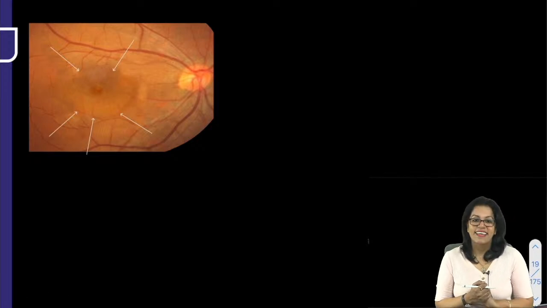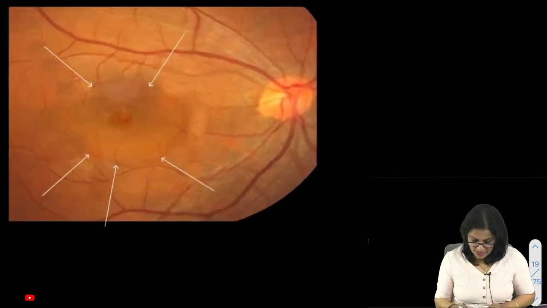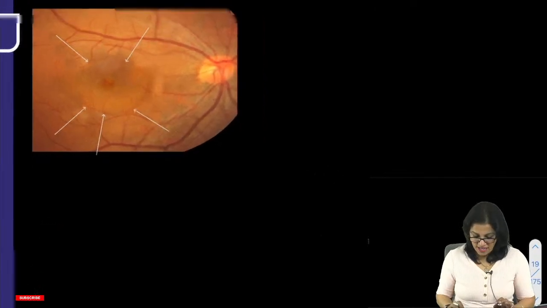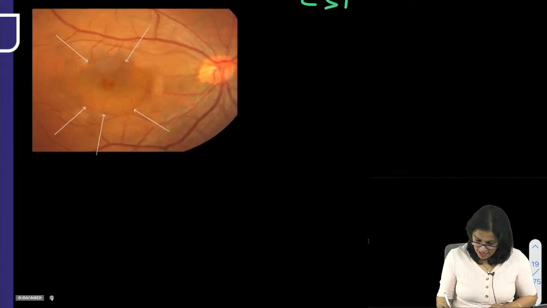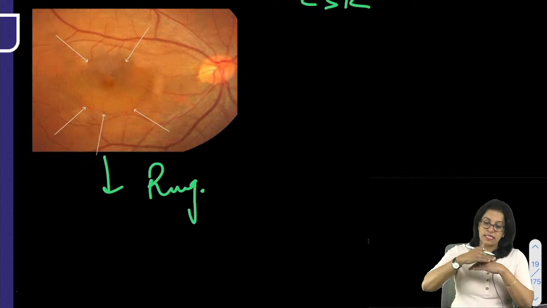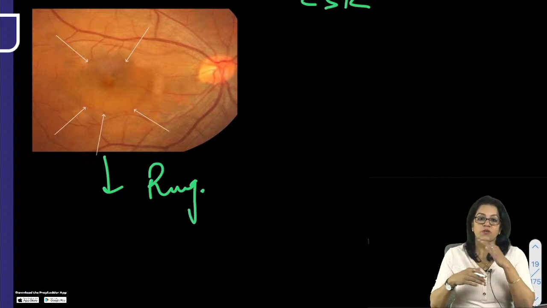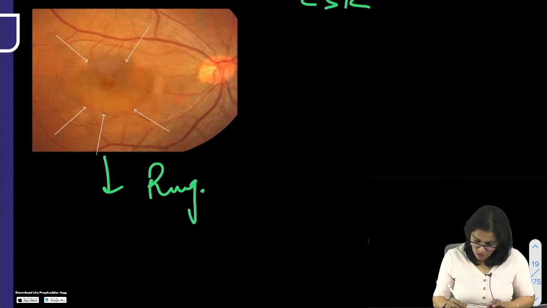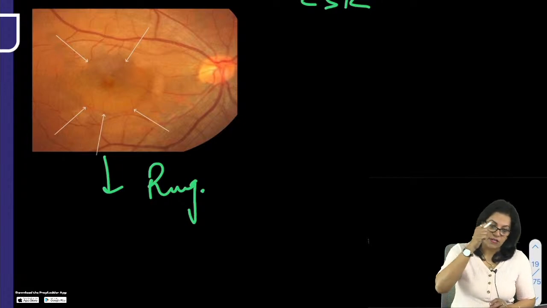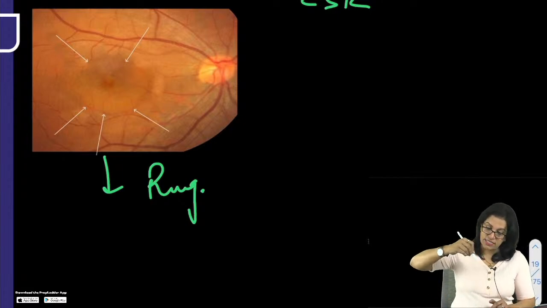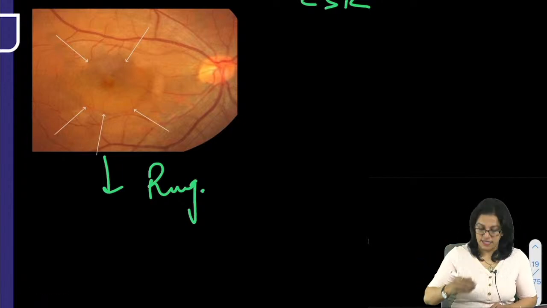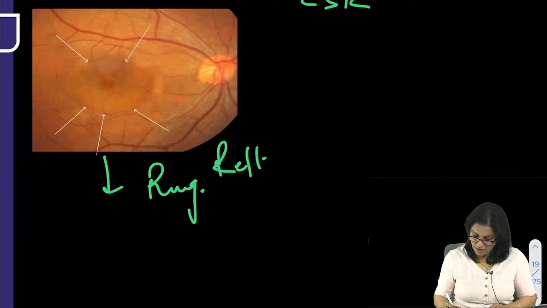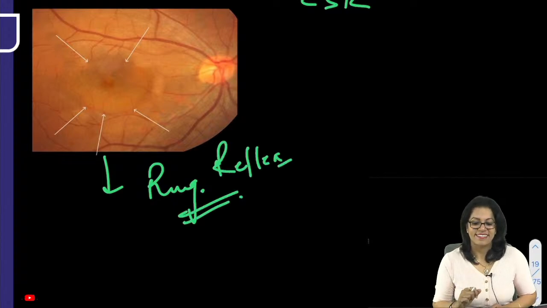Okay, all of you. We come back to this one. Look at this slide. What are you looking at? This is CSR, and the arrows are telling you ring reflex. We had read that CSR is nothing but shallow retinal detachment. So how will this shallow retinal detachment look? The light of my ophthalmoscope encircles the shallow RD. This is what we call ring reflex. So we are talking about ring reflex here. Correct?